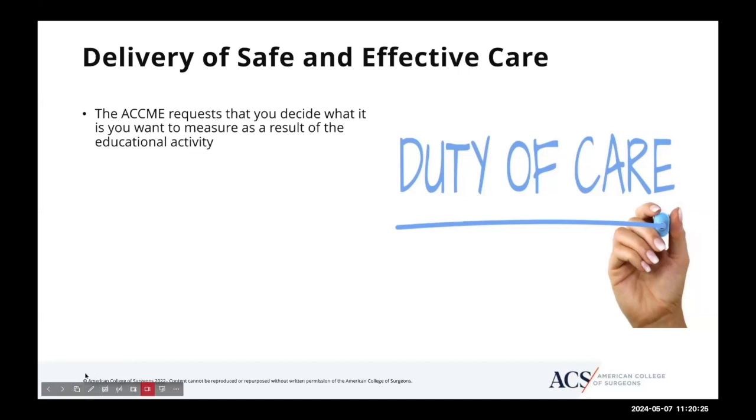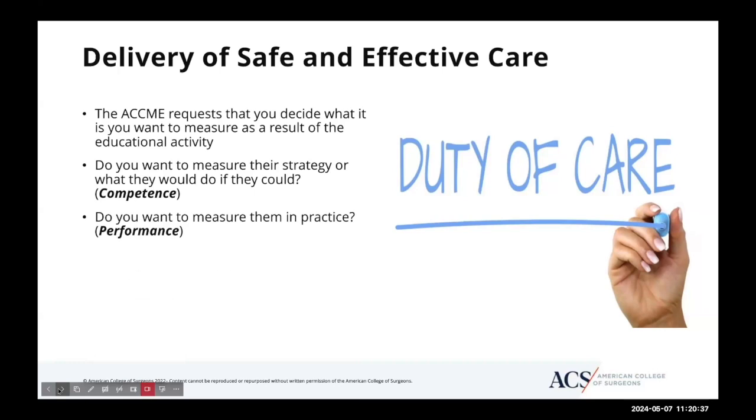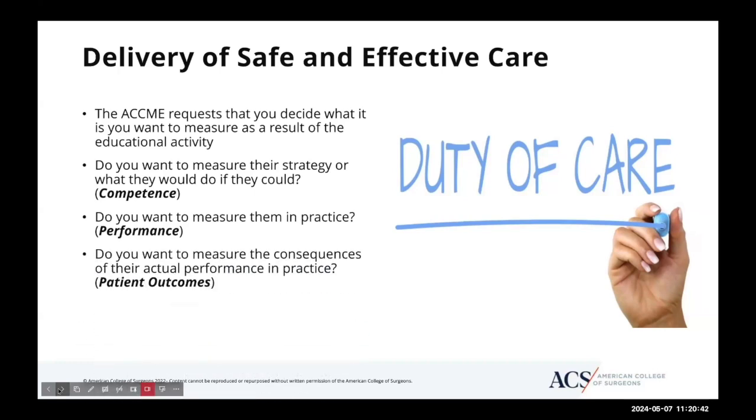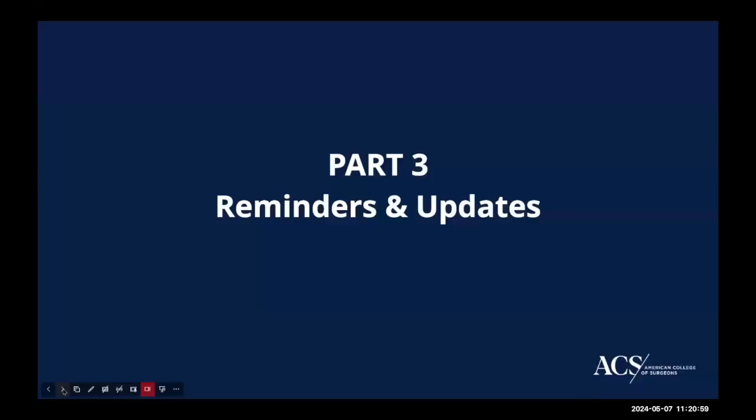And obviously the goal is for better activities and better education in the end. So in conclusion, ask yourself, do you want to measure their strategy or what they would do if they could, your learners? That would be competence. Do you want to measure them in practice? That would be performance. Or do you want to measure the consequences of their actual performance in practice? And that would be patient outcomes. Okay, so that is the end of my section. I'm going to turn it over to Olivia now. Thank you for paying attention.